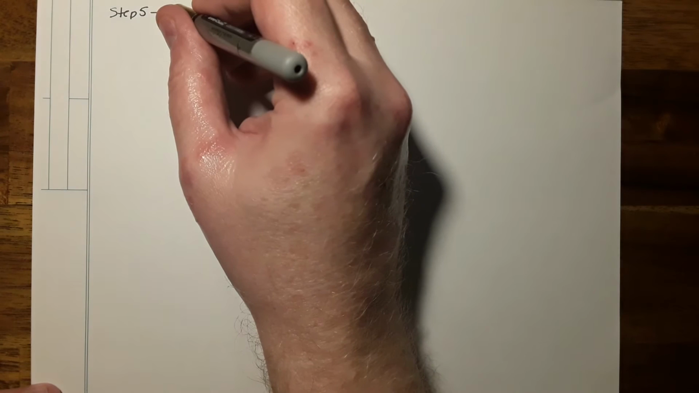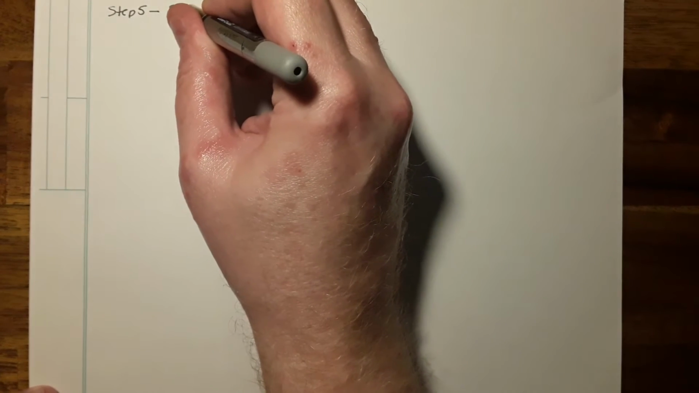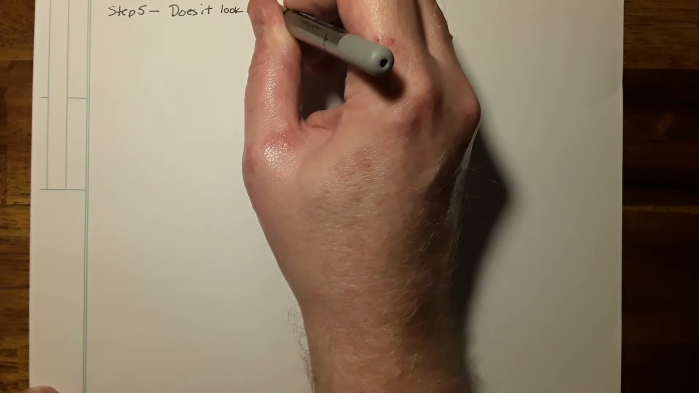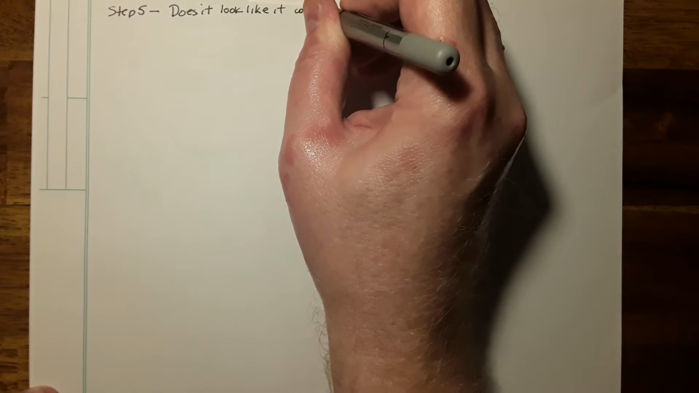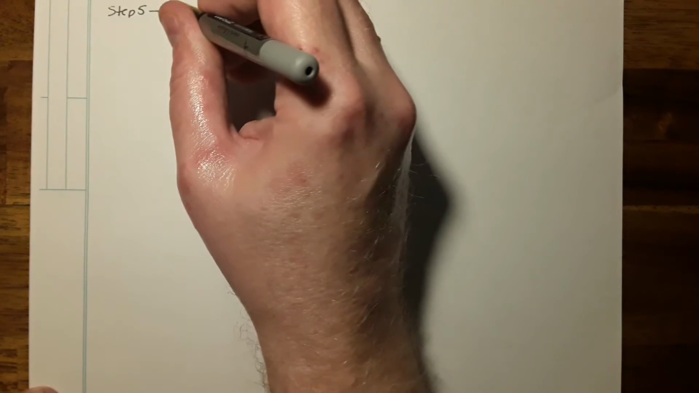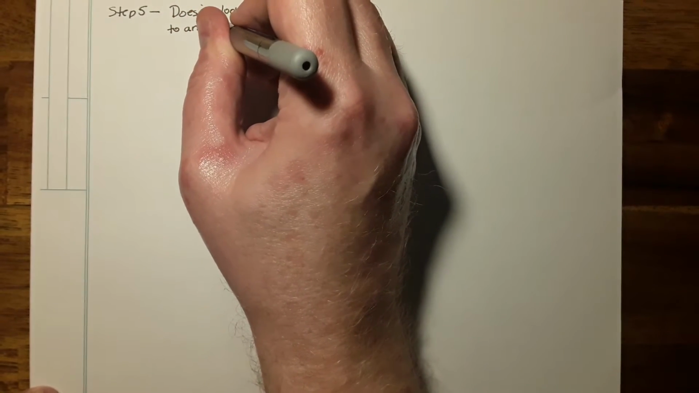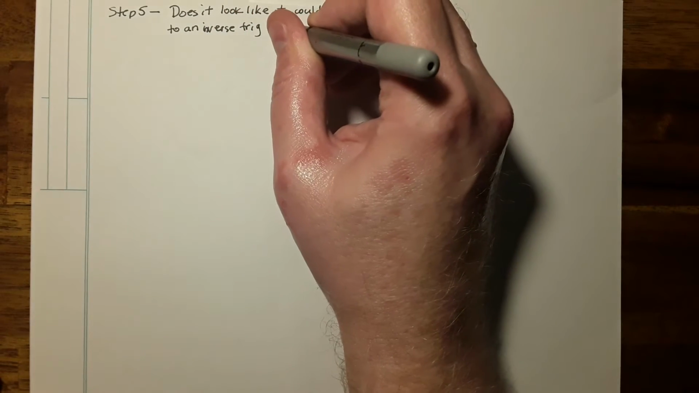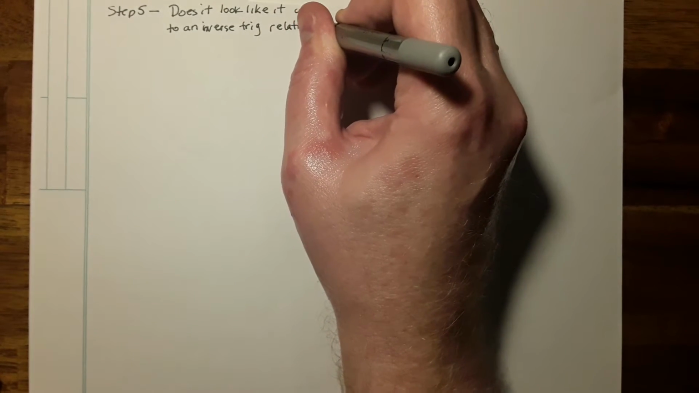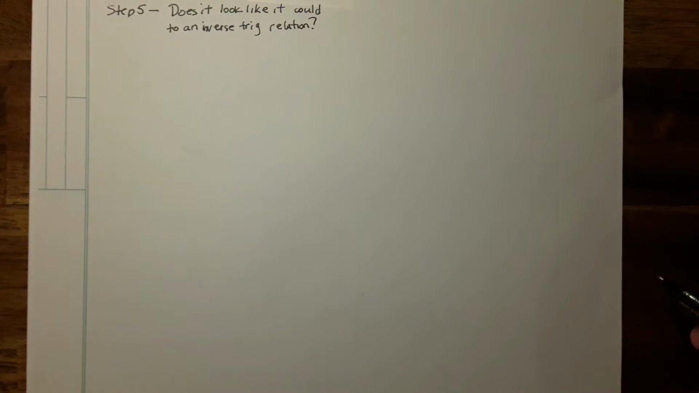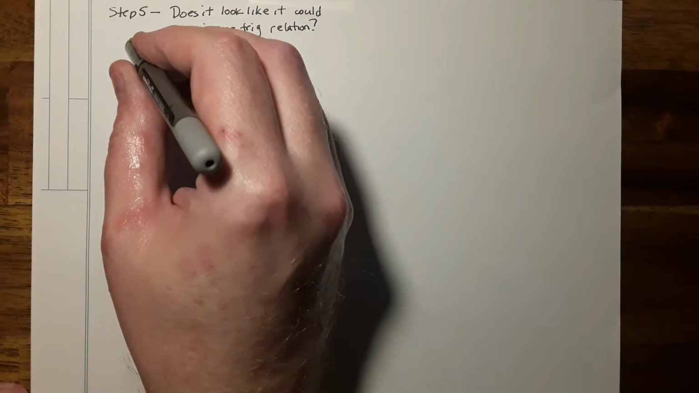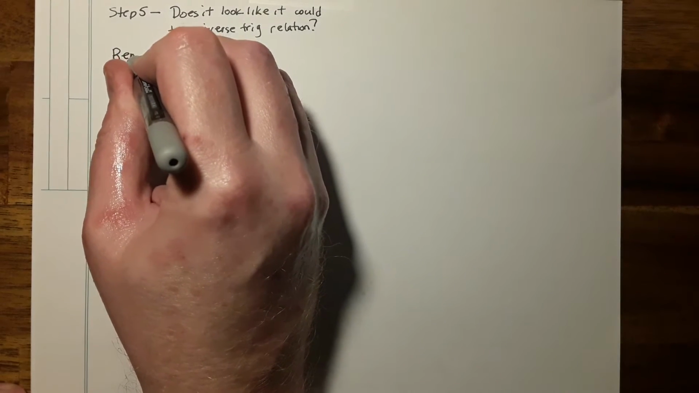And in step 5, when you're doing integration, you ask yourself the question, does it look like, or can it lead to an inverse trigonometric function? And so I'm going to talk about the first of the two forms that we're going to examine in this step. The first form is the inverse sine relation.